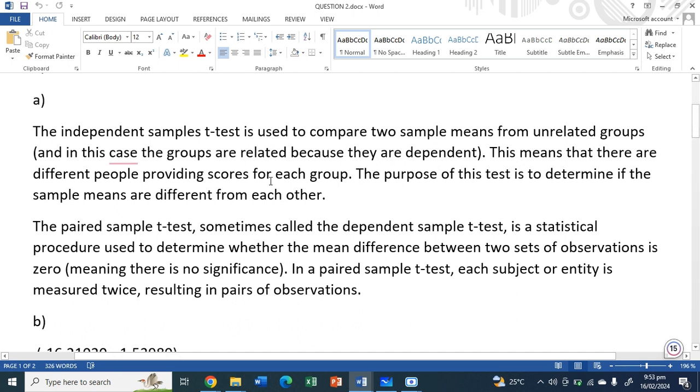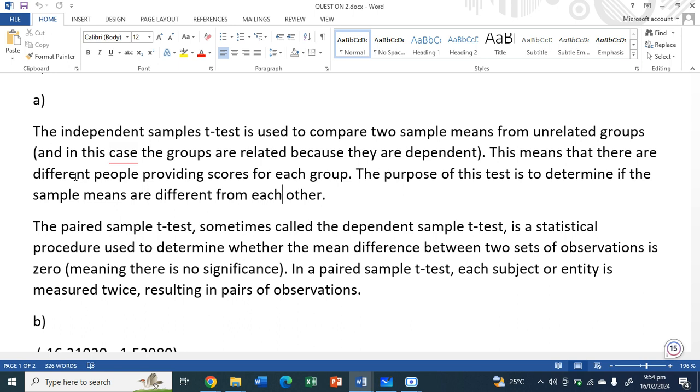Because we're not using different people, we're using the same people. That's the main thing. We're not using different people to collect the average sales. We're using the same people, so we can't use an independent samples test. And the whole concept behind both of these tests is for the groups that you get, you're going to get the averages. If the averages are not different, then there's nothing significant about the test.